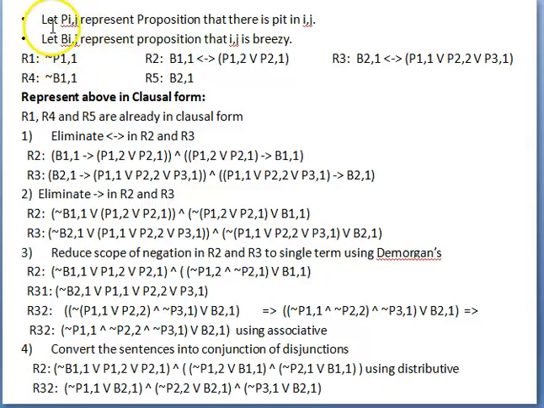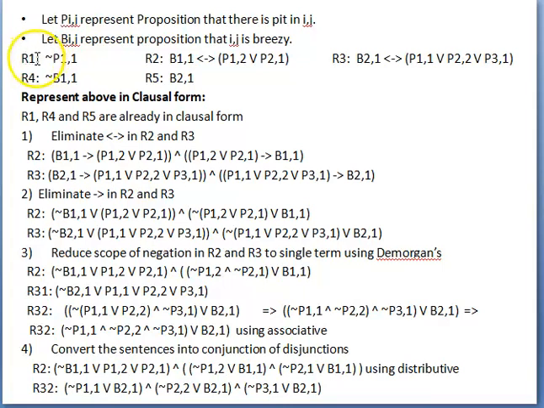Now first of all we have to represent this. I will not represent the whole board, but we will look at a part of the board and then you can generalize it for the remaining board. So we define a propositional variable Pij which represents a pit in the i,j cell, and a propositional variable Bij which represents breeze in the i,j cell. If a cell is breezy, that means in one of the adjoining cells there is a pit.